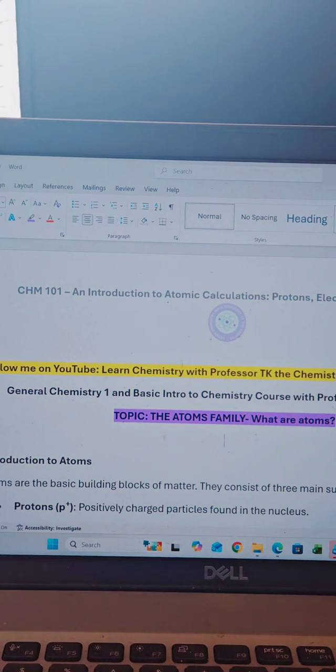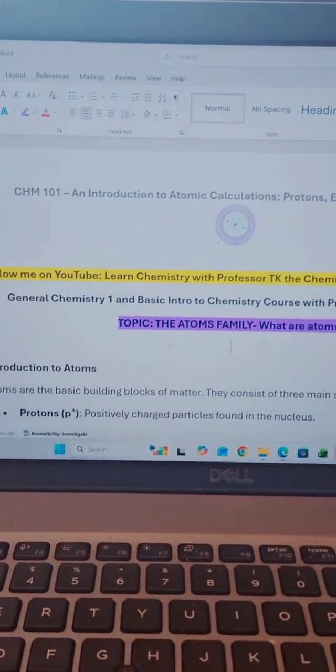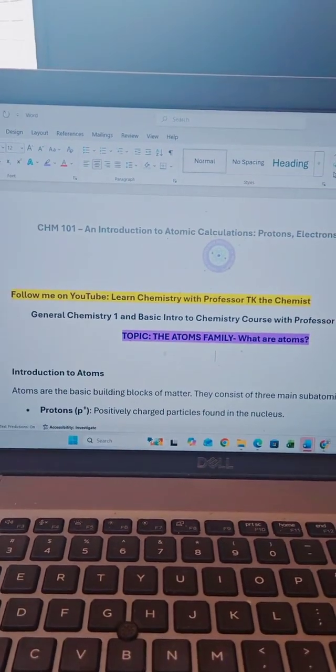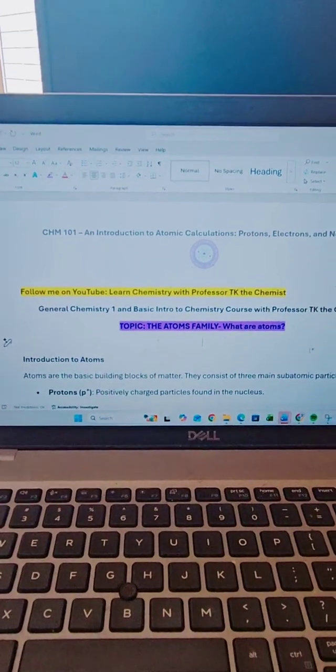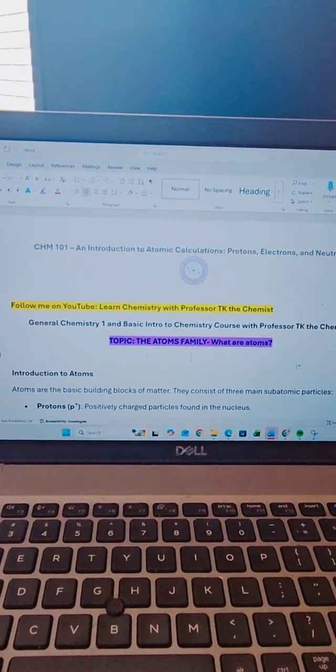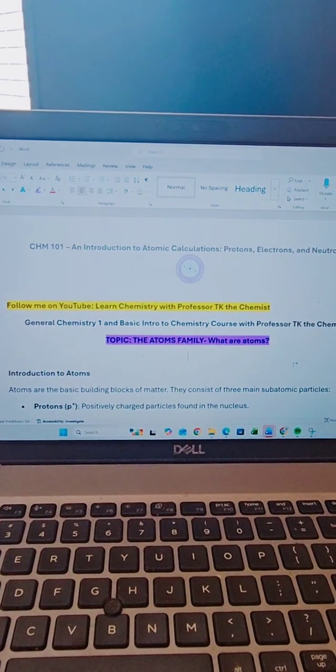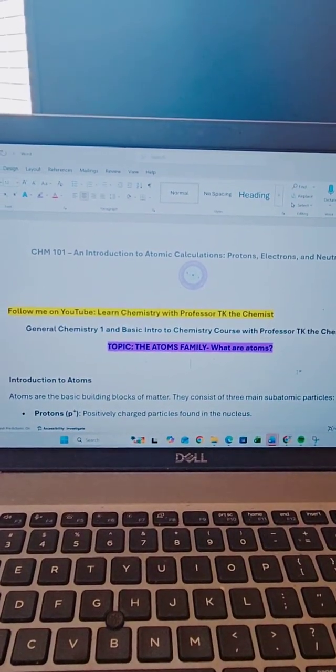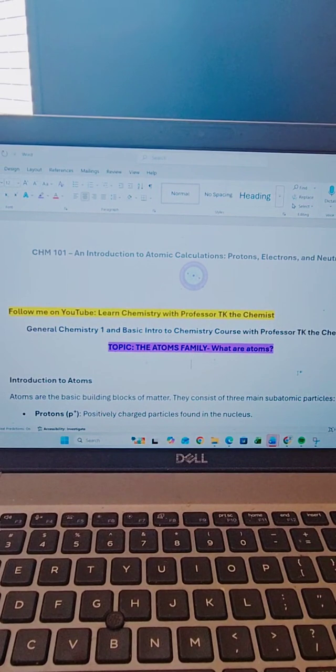So what I have on the board, let me go ahead and zoom out a little bit. Our lesson today is going to involve the atoms. And I know so many students are having to learn this information for their TEAS 7 exam.